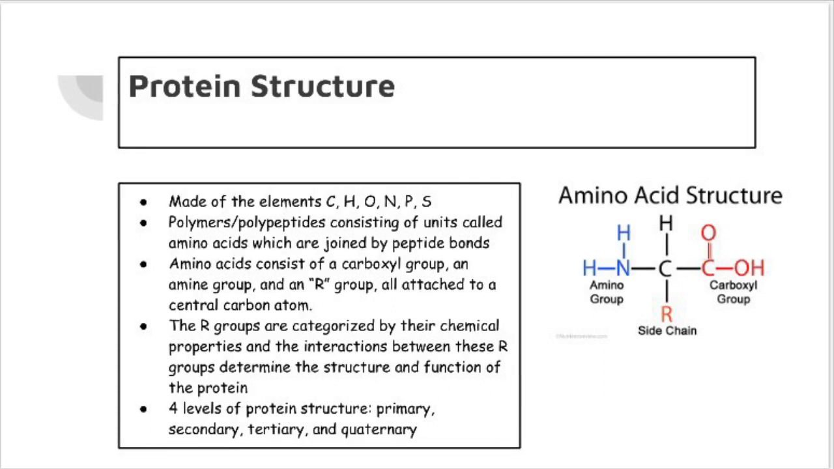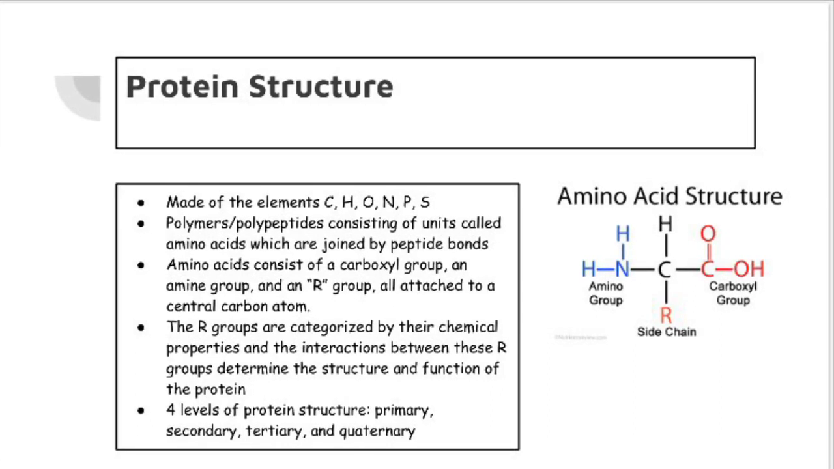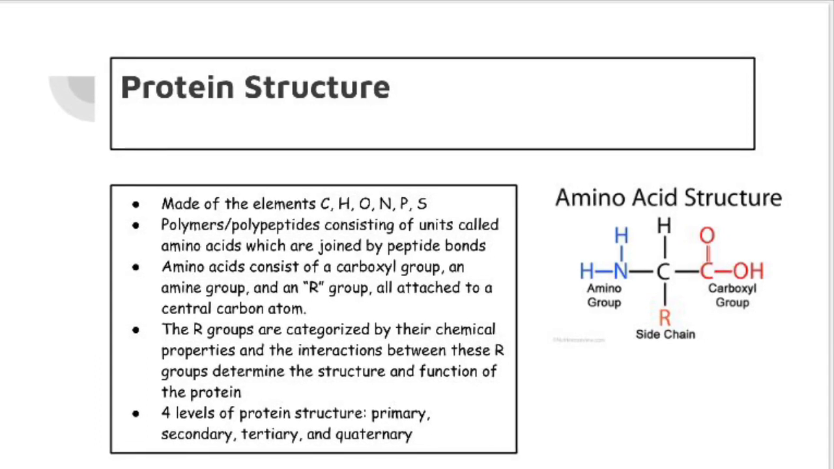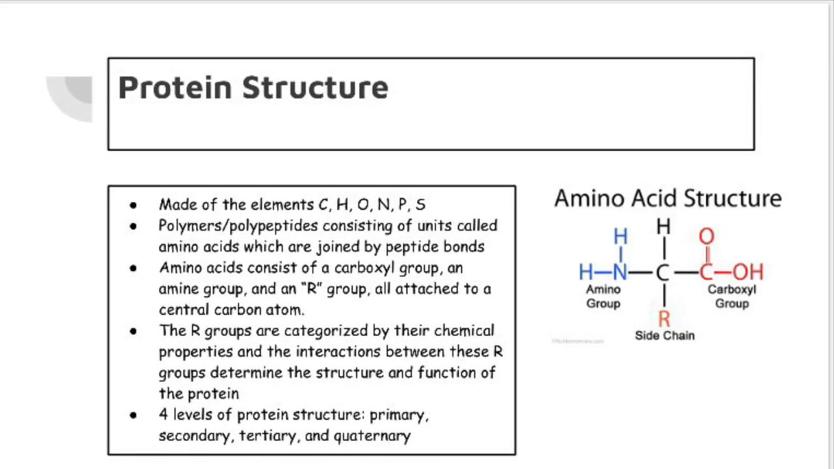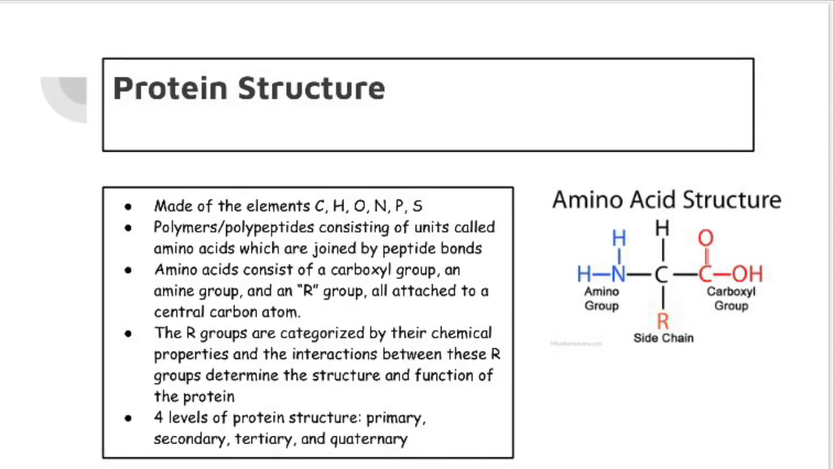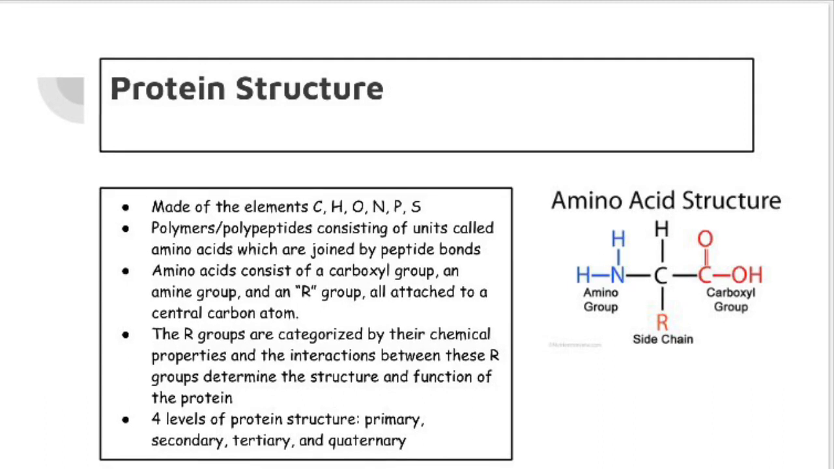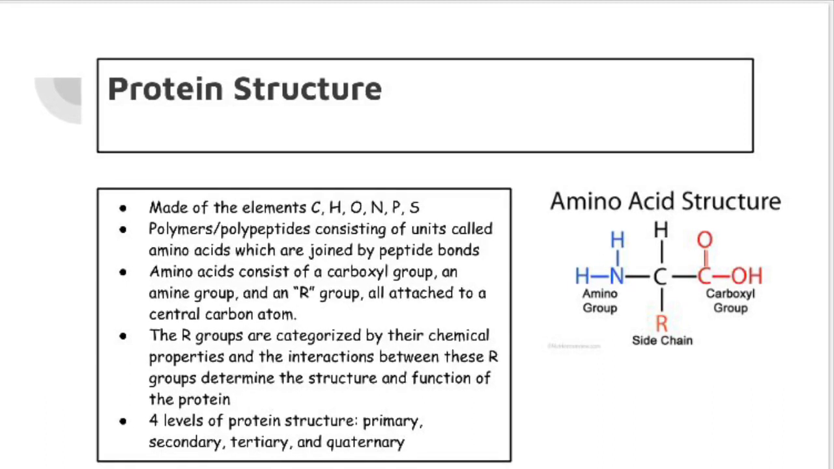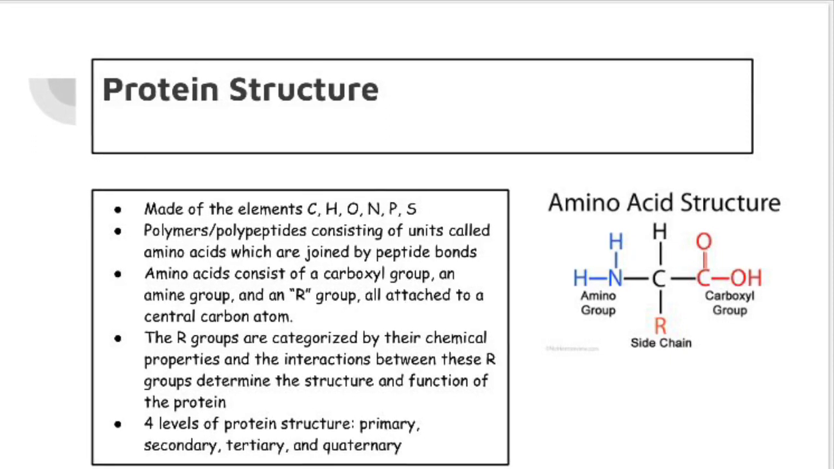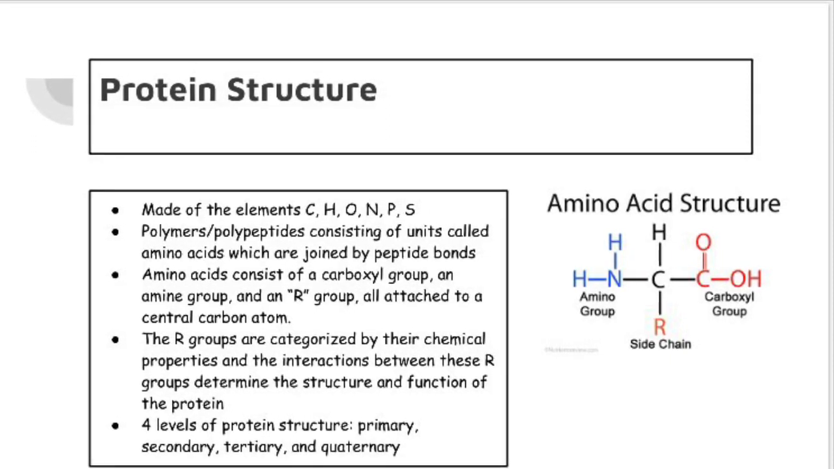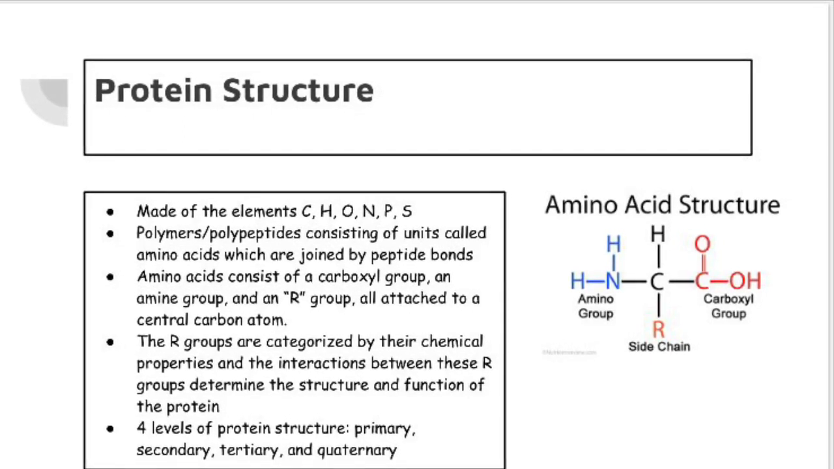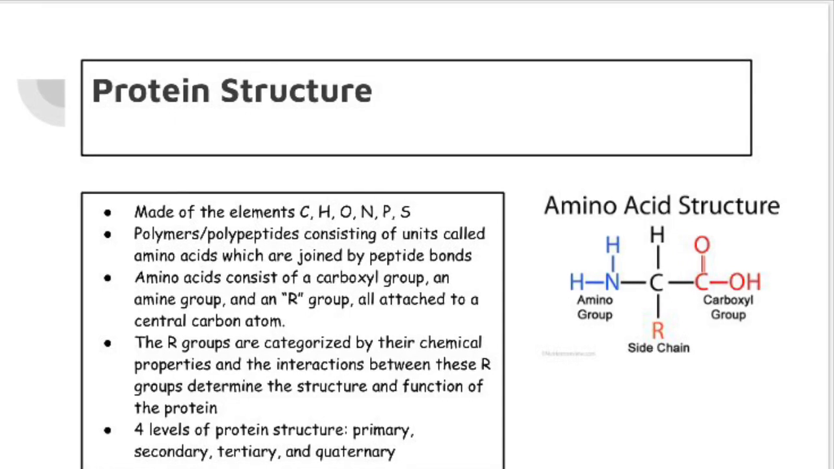The next biomolecule is proteins, and it is made of carbon, hydrogen, oxygen, nitrogen, phosphorus, and sulfur. Polymers, or polypeptides, consist of units called amino acids joined by peptide bonds. Amino acids consist of a carboxyl group, an amine group, and an R group, all attached to a central carbon atom. The R groups are characterized by their chemical properties, and the interactions between these R groups determine the structure and function of the protein. There are four levels of protein structure, which are primary, secondary, tertiary, and quaternary.